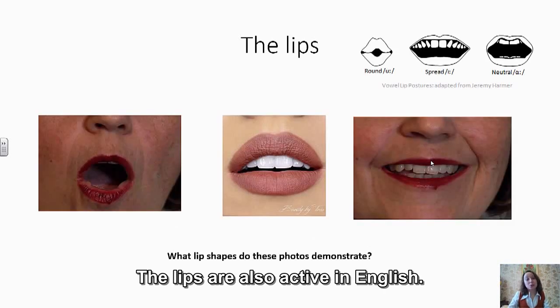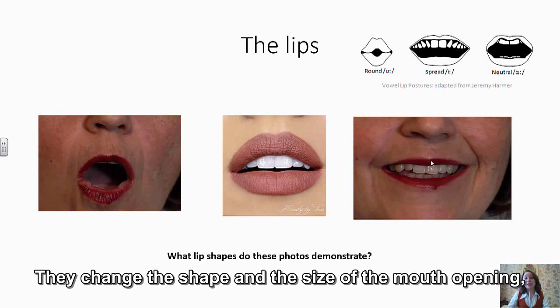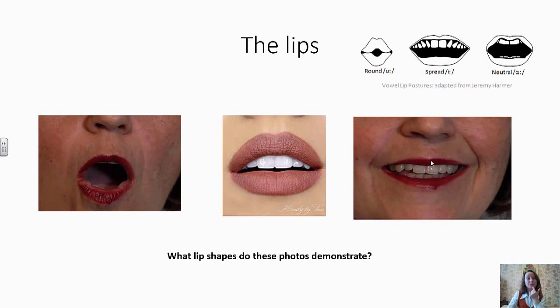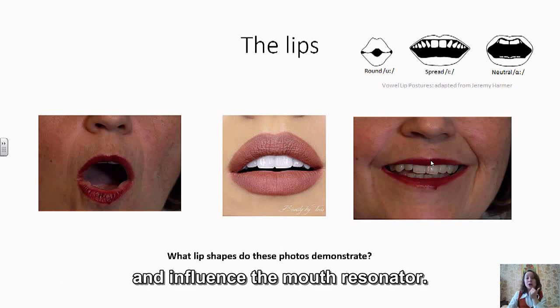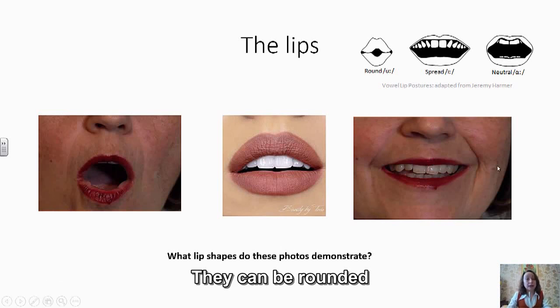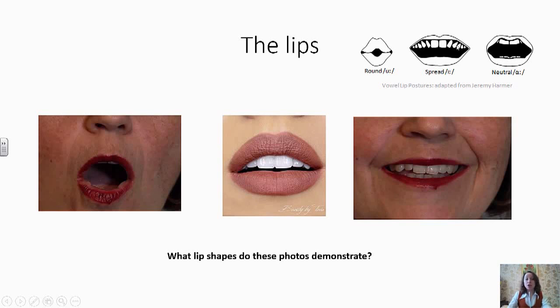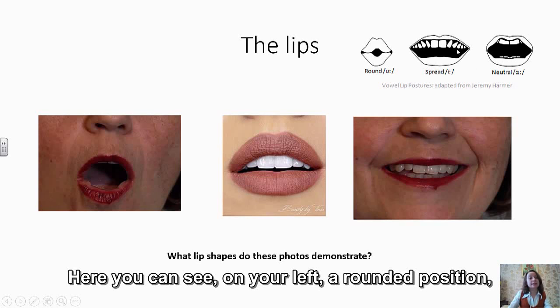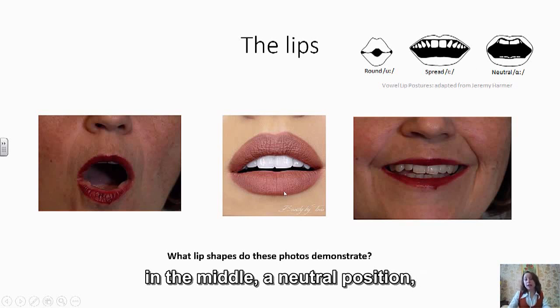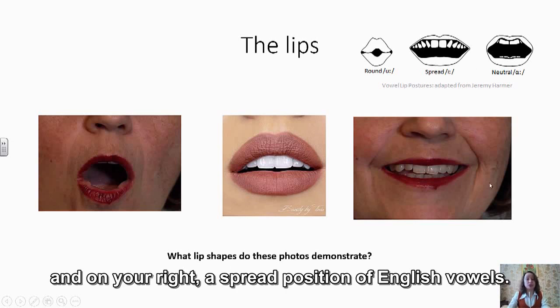The lips are also active in English. They change the shape and the size of the mouth opening and influence the mouth resonator. They can be rounded and unrounded. When unrounded, they are either neutral or spread. Here in the pictures, you can see on your left a rounded position, in the middle a neutral position, and on your right a spread position of English vowels.